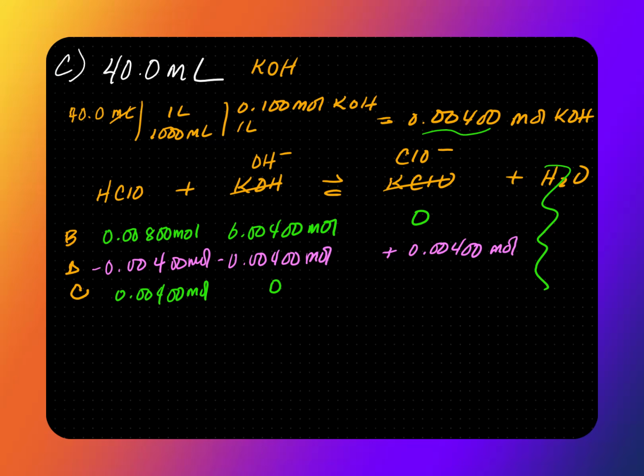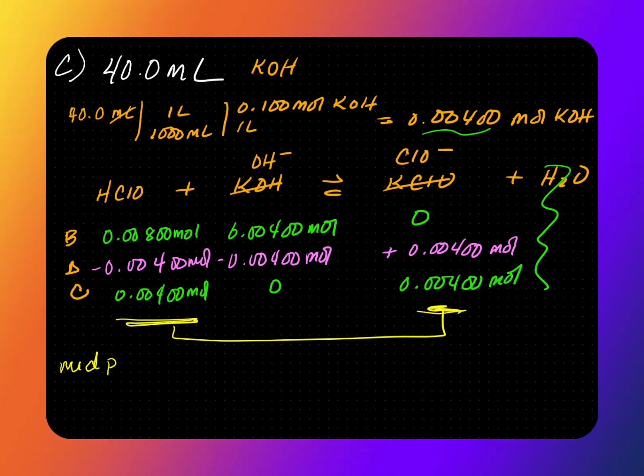And my conjugate base is a positive 0.00400 mole. Here, if you notice, the weak acid and its conjugate base are the same amount. When the moles of the conjugate pairs are equal, this is a special point. This is called the midpoint. It is halfway to the equivalence point. When you are at the midpoint, you do not have to do an ICE table.